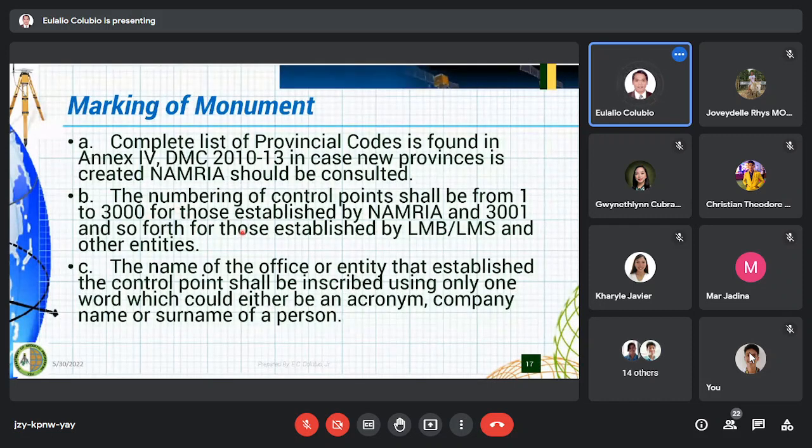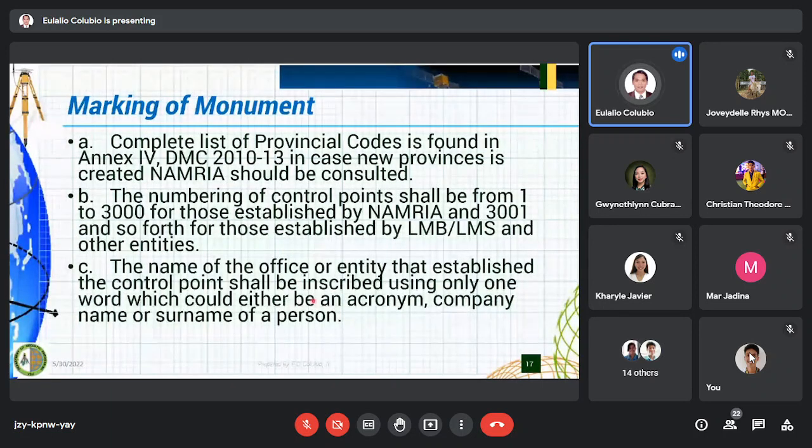No? So the numbering of the control points should start from 1 to 3,000 if NAMRIA ang nag-establish ana. But if LMB or LMS, so ang kaning LMS mo ning land management services located at each regional office, the DENR. No? So their numberings should start from 3001 and so forth. Okay.